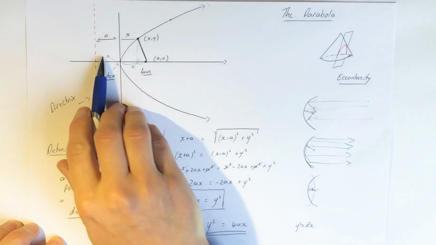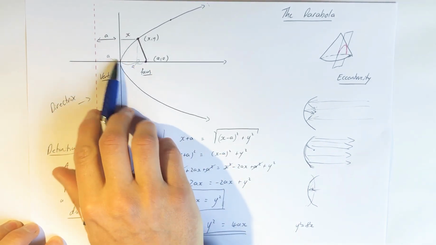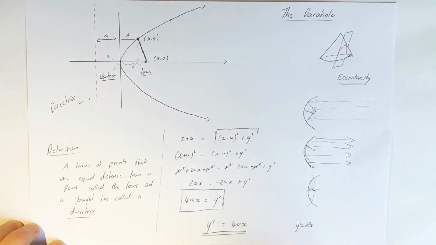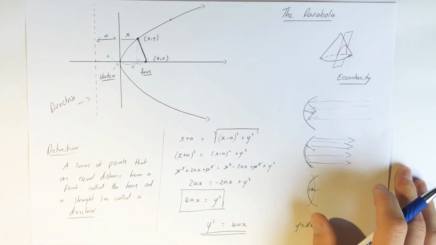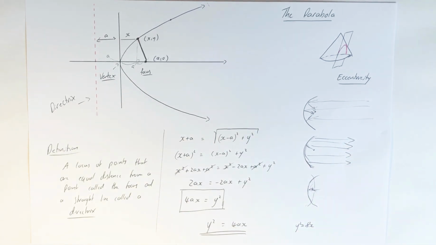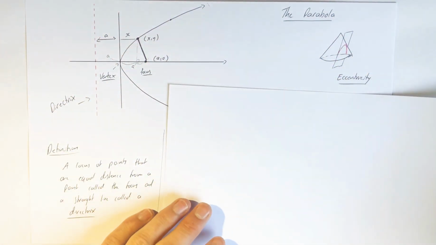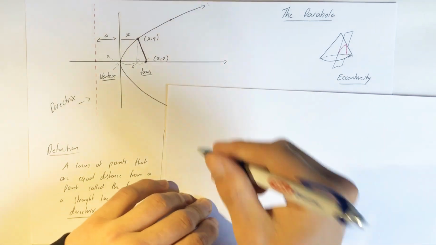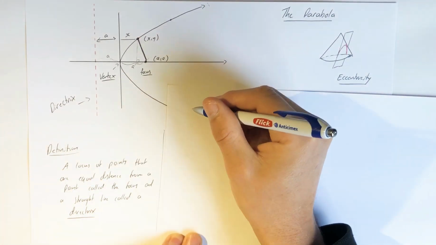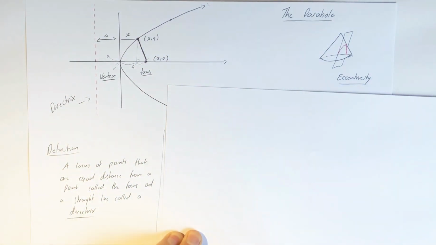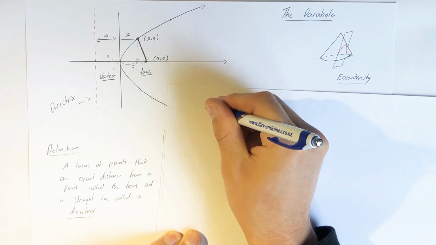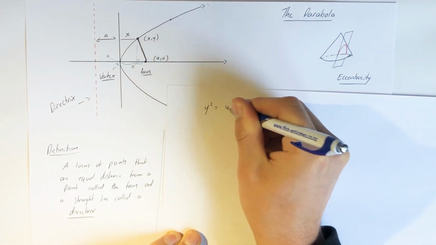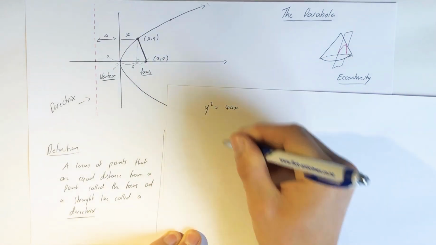And the directrix is always in the opposite direction to the focus. So the last thing we can do is we can actually move that. We can move the parabola. So let's just go with, we've got a definition here. It is a locus of points at an equal distance from a point called the focus and a straight line called a directrix. And so we have y squared equals 4ax.